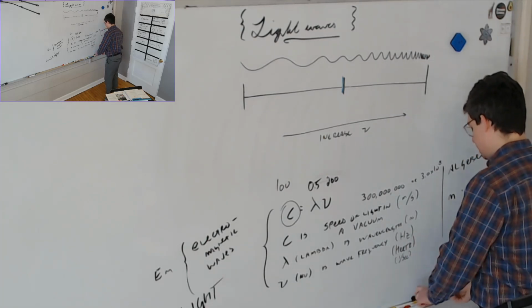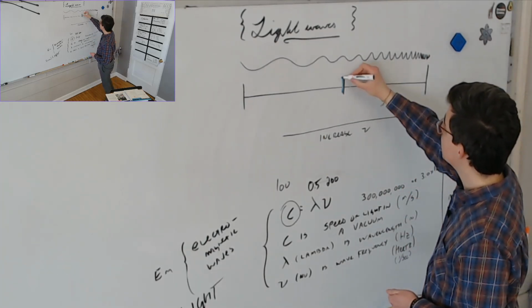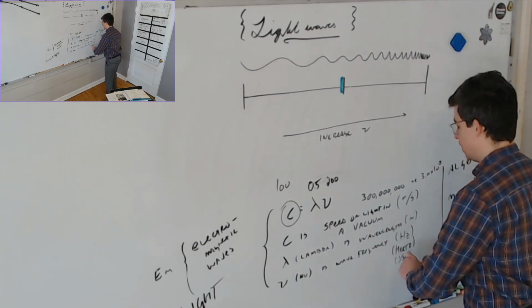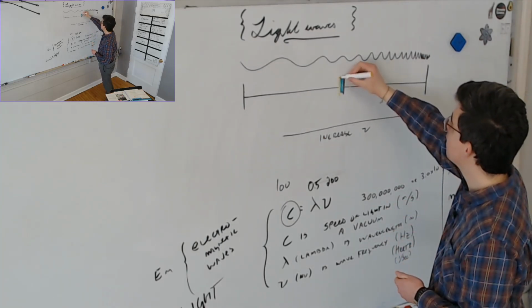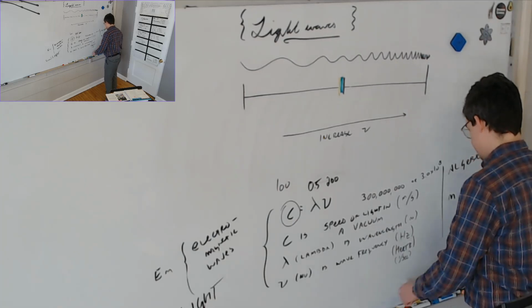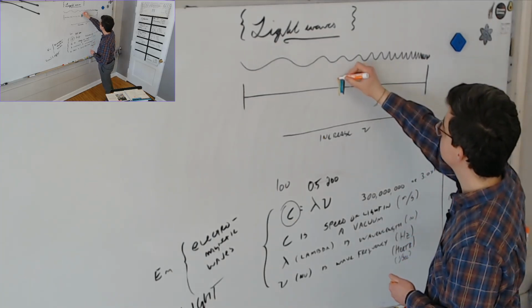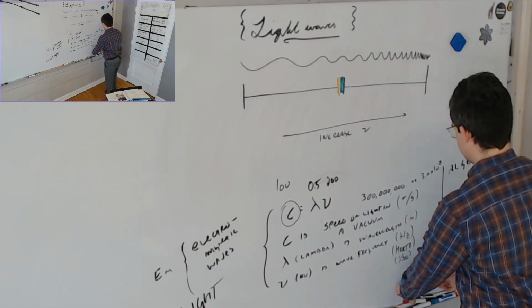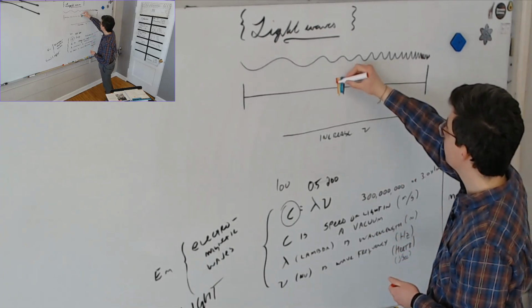Lower frequency than blue is green. Lower frequency than green is yellow. Lower frequency than yellow is orange. And then red has the lowest frequency of all.